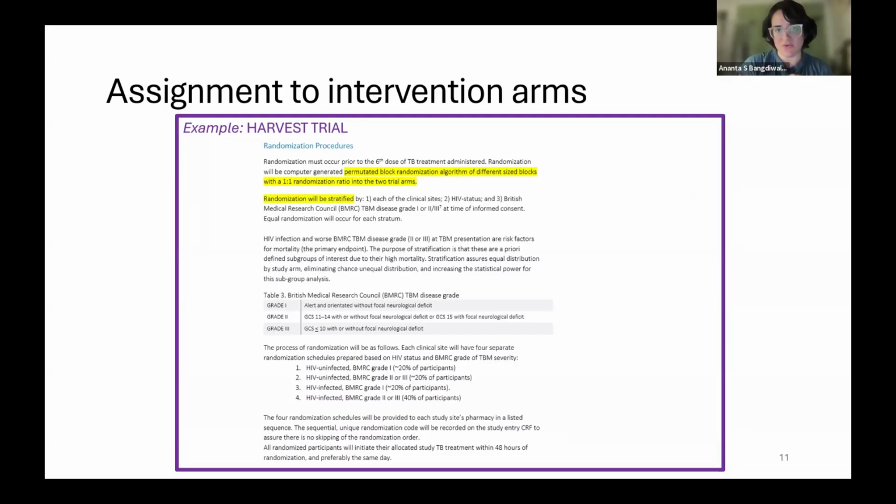So in the Harvest trial, for example, we used a permuted block randomization algorithm of different sized blocks with a 1-to-1 randomization ratio to the 2 trial arms. Because we knew that we had 4 sites in the Harvest trial, we knew that site would really heavily affect our outcomes. We also knew that HIV status, positive or negative, would really affect our outcomes. And we knew that the tuberculous meningitis grade 1 or 2 to 3 would also be a confounder. So we wanted to stratify by each of those. So the randomization process was that each clinical site had 4 separate randomization schedules prepared based on HIV status and the TBM severity.